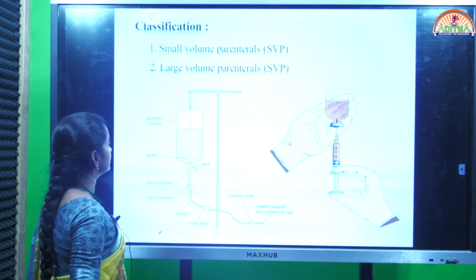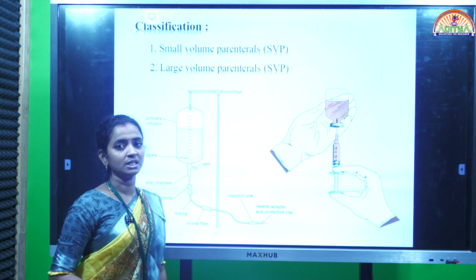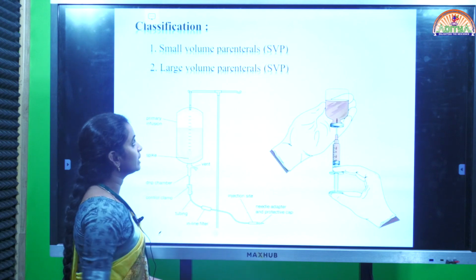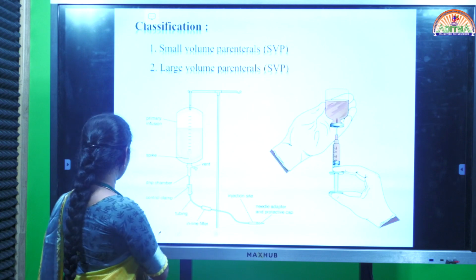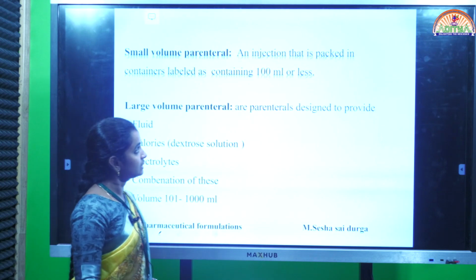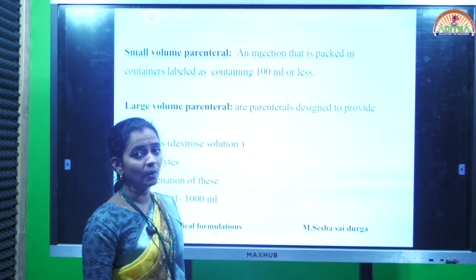Next, this is the classification of the parenterals. Normally the parenteral formulations are classified into two categories. First one, small volume parenterals, and second one, large volume parenterals. So first we have to know what a small volume parenteral is. See here, an injection that is packed in containers labeled as containing 100 ml or less.